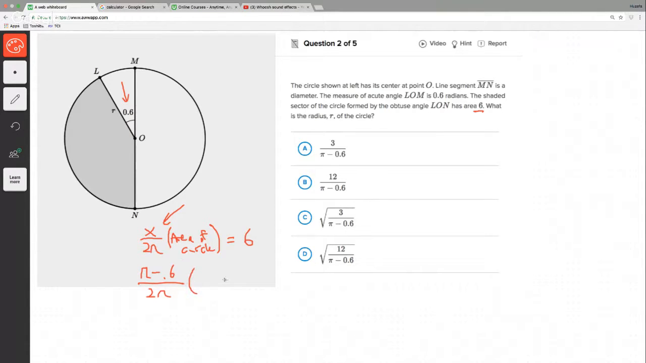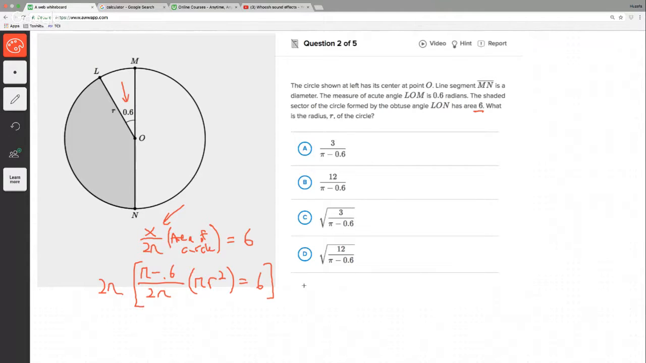And then what's the area of this circle? Well, it's pi r squared, but r is what we're trying to solve for. We'll leave it as r equals 6. Man, now all we got to do is solve for this equation. It's pretty hectic. It's pretty crazy. Let's go ahead and do that. Let's multiply both sides by 2 pi, to get rid of that denominator on the left side.